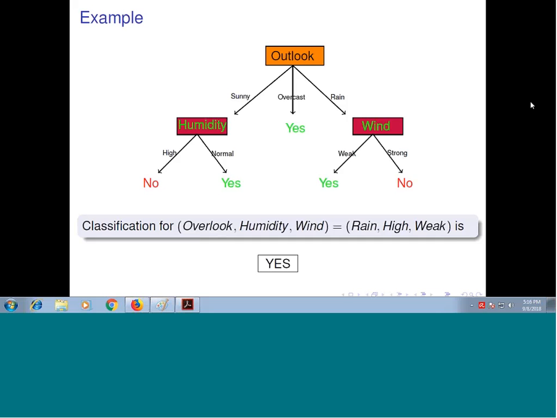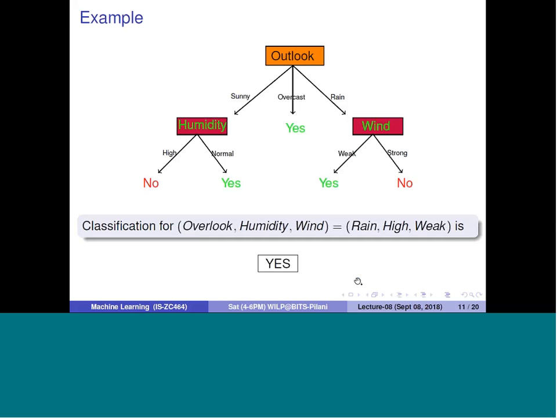So somebody is asking when to stop for classification. I think you want to ask that when the classification is given to you, when this particular thing gives you the classification. Whenever you get this kind of terminating node, it is going to give you the right classification, and then you stop.